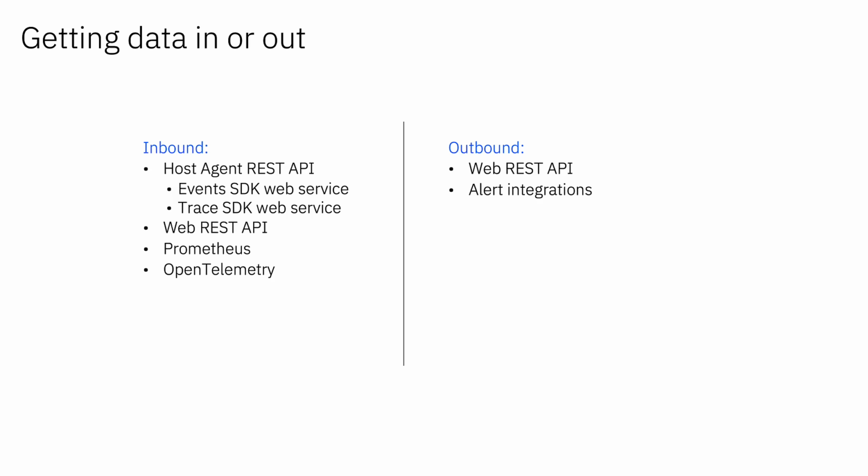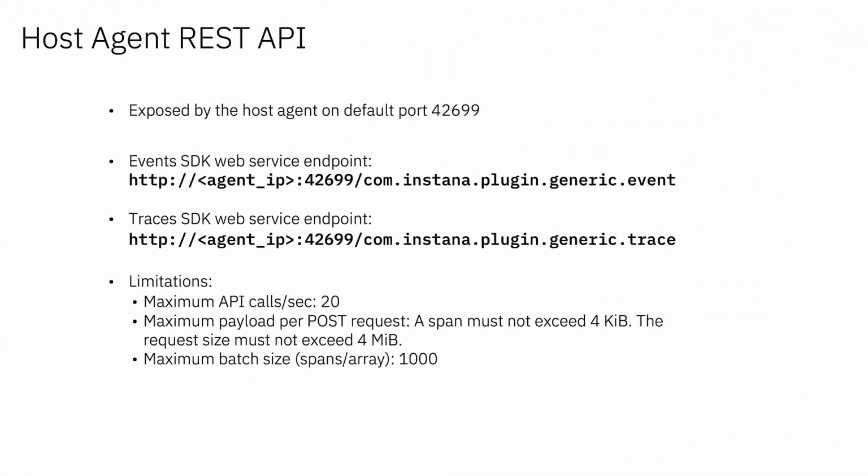So with the inbound integrations, we have host agent REST API. The host agent API is the API that is exposed by the Instana agent running on an operating system. It uses the default port that Instana agent is using, 42699. Fun fact is that this number is the zip code of Solingen in Germany. And this is the city where Instana was initially founded and initially developed. So that's the story behind this specific number.